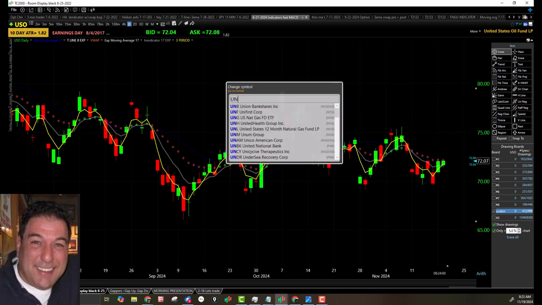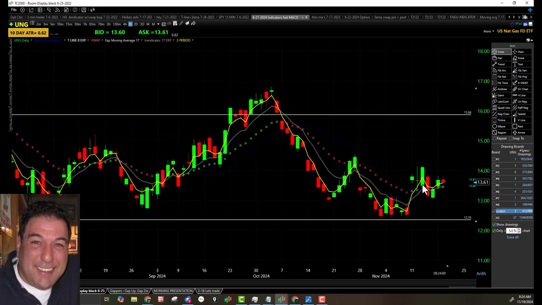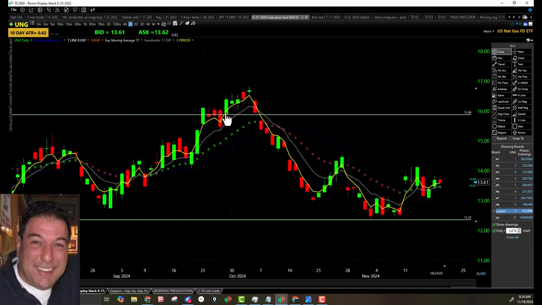Back to UNG. We got lower highs, lower lows, still in a downtrend. UNG trying to fight off the downtrend. You can see price action here. We've got a higher high, higher low, closing over a bullish trap over 17 EMA. Okay, that's a bullish move. All right, especially for something in a downtrend. So there's UNG on the daily chart, trying to break that downtrend.